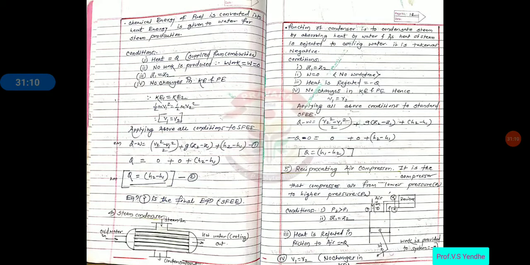That means the heat is added into the boiler so that it is a positive heat. No work is produced, so W is equal to 0 because there are no rotating parts. Then no changes in KE, that means K1 is equal to K2, that is V1 is equal to V2. Then Z1 is equal to Z2 because the height of inlet and outlet from the datum is the same.